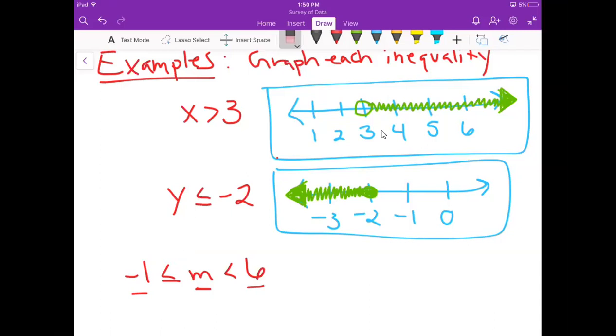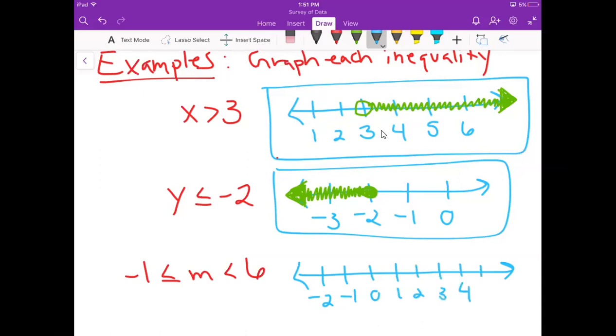Okay, so what this means though is that m is sandwiched between -1 and 6. So we need to make sure that both of those numbers are on our number line. I'm going to start down here and maybe just past -1 to kind of remind myself what goes on around -1 and 6. So -1, then 0, 1, 2, 3, 4, 5, and 6 is about all I can fit, and that's okay.